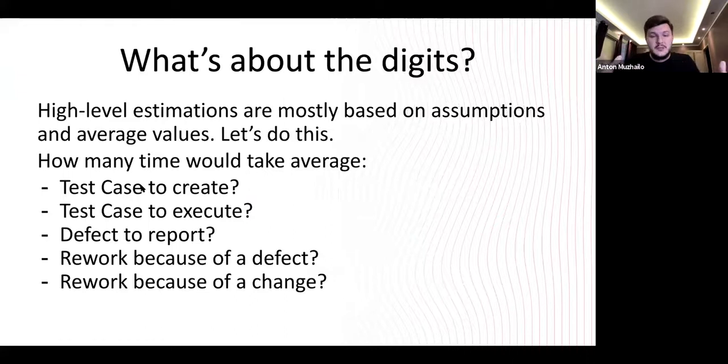So we would need to assume several things to make estimations. Like how much time would it take an average test case to create, positive or negative? How much time will it take one test case to execute, manual and automated? How much time will it take to make a defect report? How much time will it take to do average rework because of a defect, or average rework because of a change? These basic assumptions we need to make by ourselves. This is what we need to do based on our experience, our knowledge, and the knowledge of other people that also participate in this estimation. So once we define those magic numbers, we can easily proceed with estimation by formula.